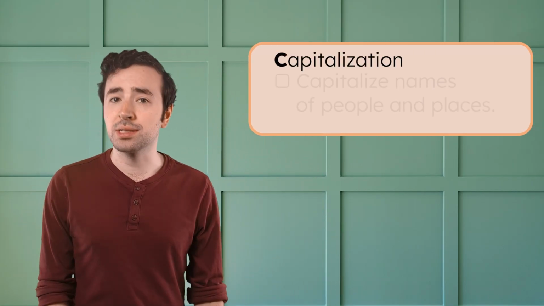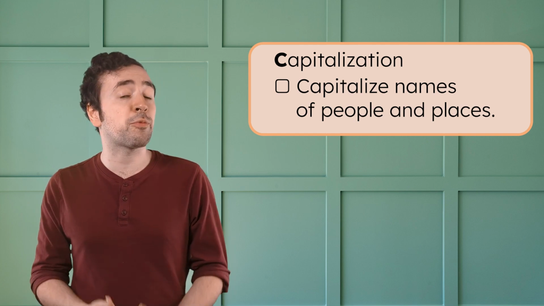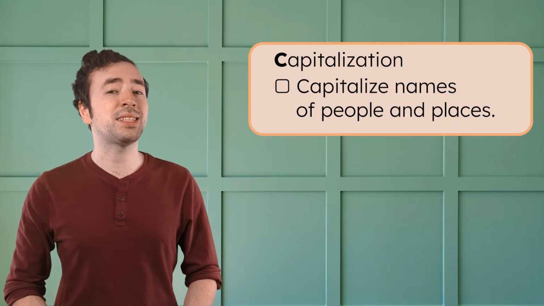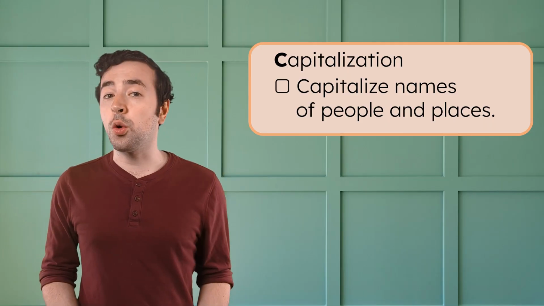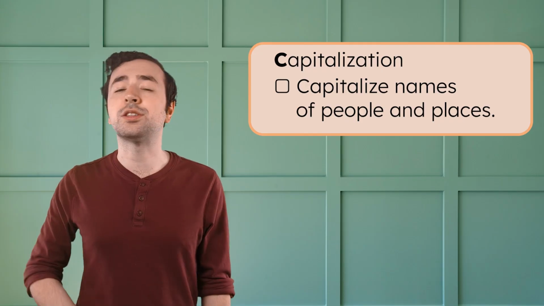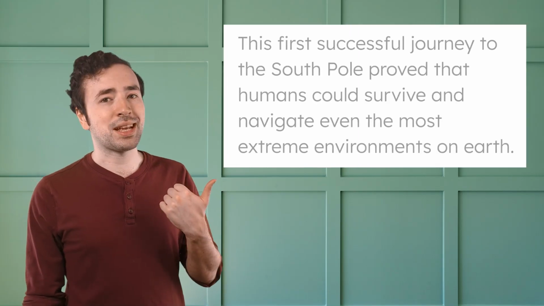As always, we'll start with C for capitalization. This one is especially important in news articles since they use a lot of proper nouns, the names of specific people, places, or things. When you edit your own work, scan through it for any names of people and places to make sure they're capitalized. That's exactly how I found B's first error. Take a look at this sentence.